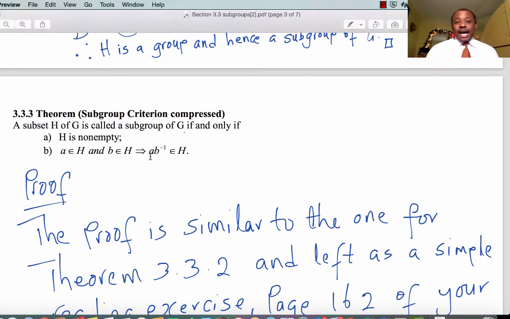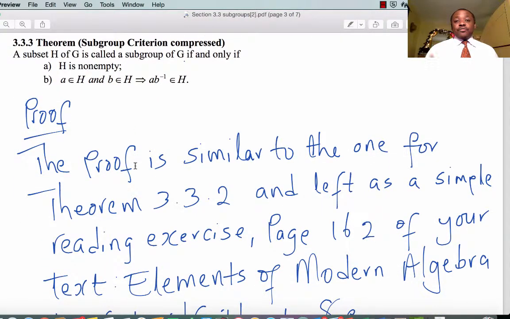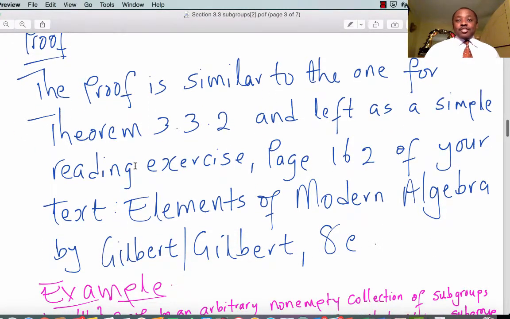So from now on, I would mostly use Theorem 3.3.3 to prove that H is a subgroup of a group G. Proof. The proof is similar to the one for Theorem 3.3.2, and I'm going to leave this as a simple reading exercise for serious students. You can go to page 162 of your text, Elements of Modern Algebra by Gilbert and Gilbert, 8th edition, to see the proof, but you should be able to do it on your own. It's actually exciting, but I'm not going to do it here.